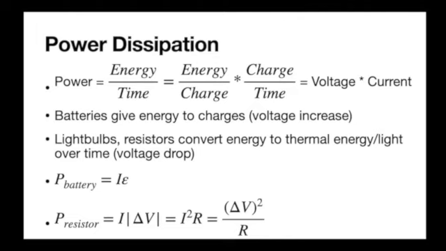So you can either multiply current times the voltage drop, or current squared times R, or delta V squared over R. It doesn't matter. These all will give you the exact same answer. One will just be easier. You'll already have two things. If you have I and delta V, use this one. If you have I and R, use this one. If you have delta V and R, use this one.